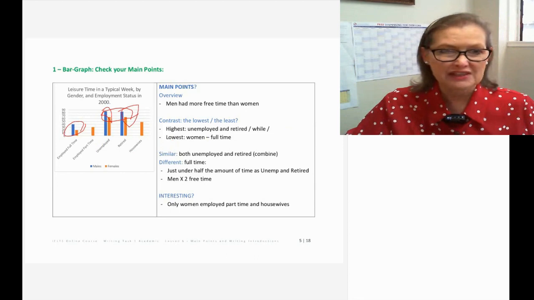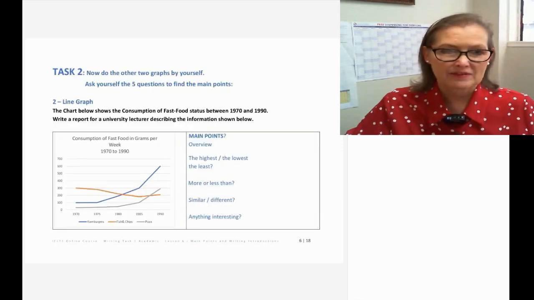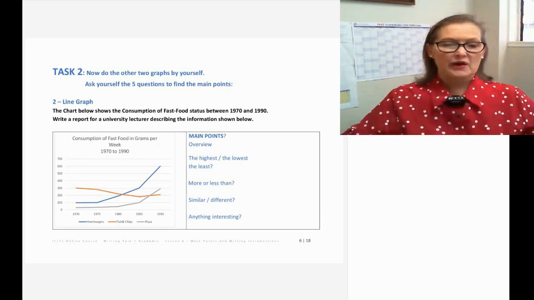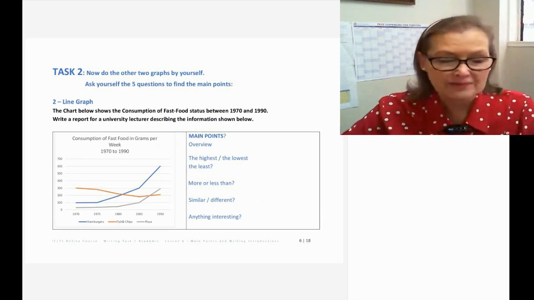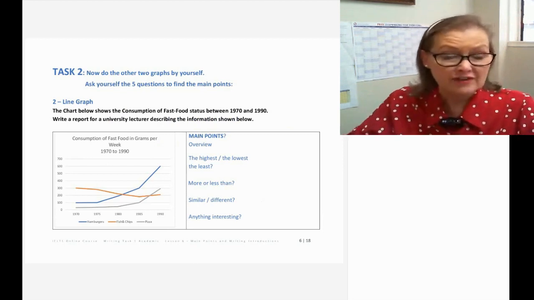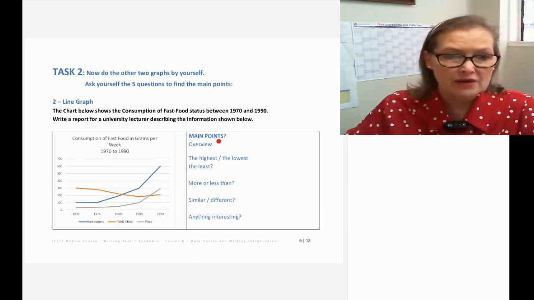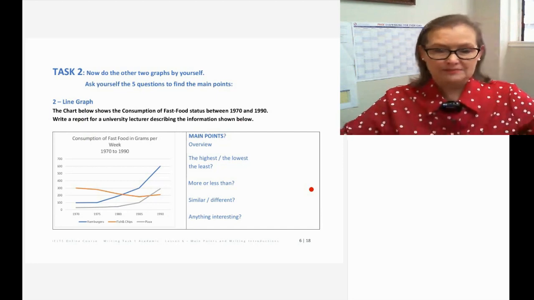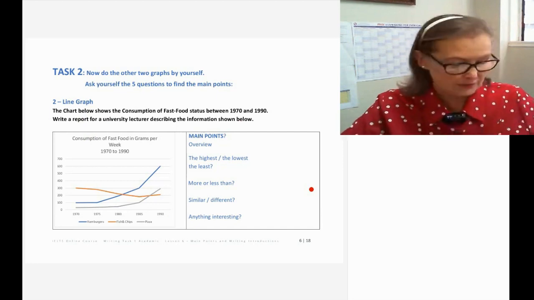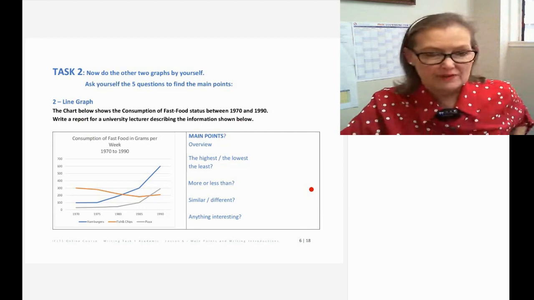So let's move on to the next slide. So now I've prepared another two graphs. One is a line graph and one is a table. And what I want you to do is read through the instruction and once again choose the main points. And I'll give you 2 or 3 minutes to do that.